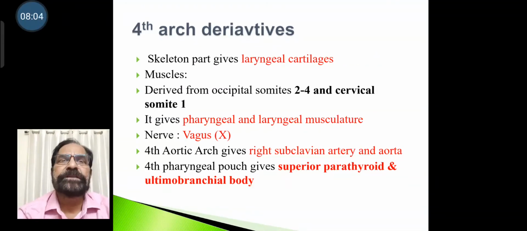Fourth arch derivatives. Skeleton part gives rise to laryngeal cartilages. Muscles. Muscles are derived from occipital somites 2 to 4 and cervical somite 1. It gives pharyngeal and laryngeal musculature. Their nerve is vagus. Fourth aortic arch gives rise to right subclavian artery and part of aorta. Fourth pharyngeal pouch gives rise to superior parathyroid and ultimobranchial body.